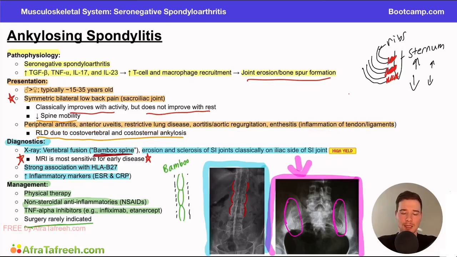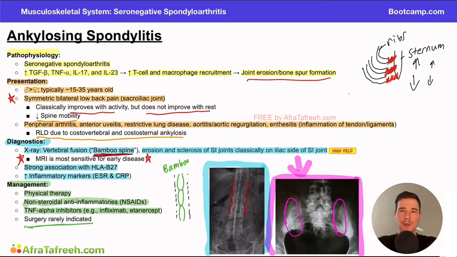When we think about the diagnostics here, it's really important to know this bamboo spine, this clinical finding on an X-ray. They could give you an MRI as well. But again, the point here is that there's fusion of the joints in a bamboo type shape, where instead of having a space in between for the vertebral disc, you can see that the vertebral bodies are connected to each other on the image.